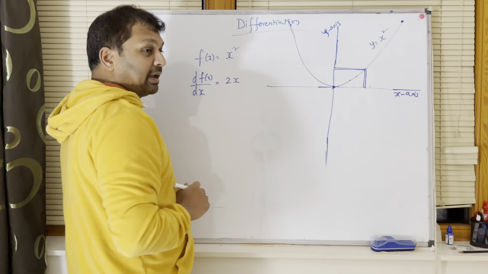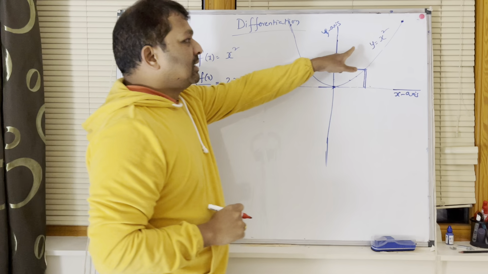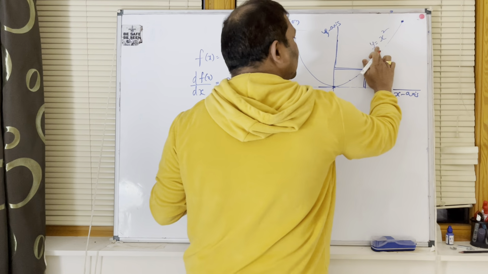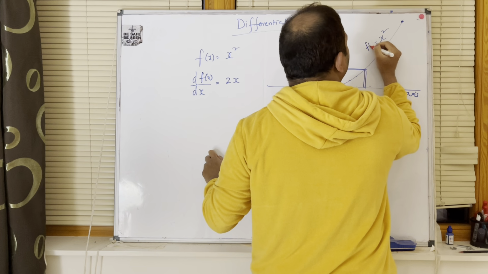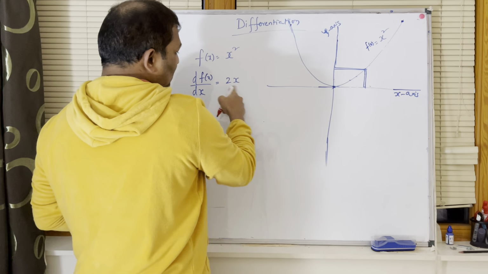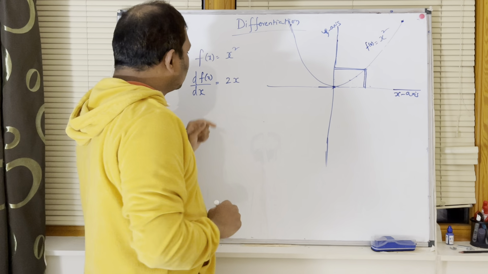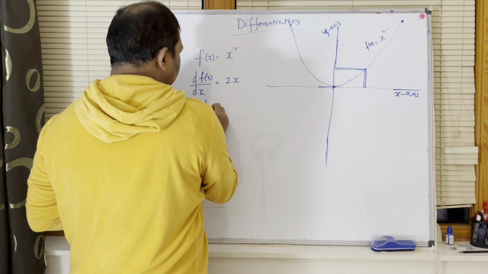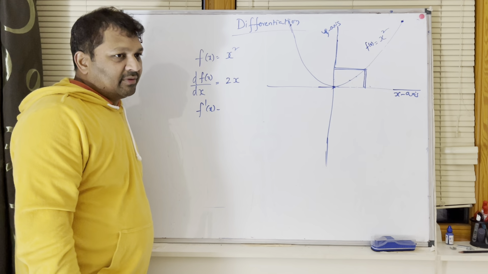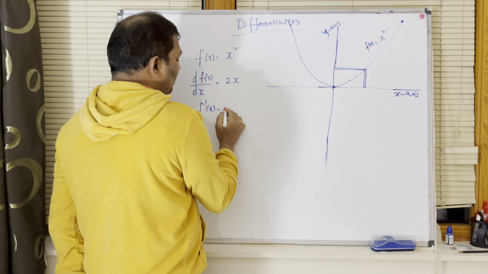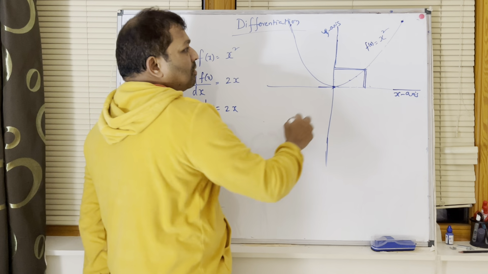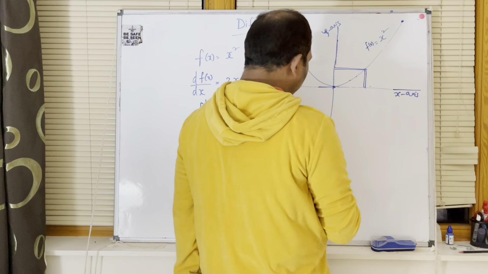Okay, so now 2x. This is y is equal to x square, or f of x is equal to x square, whichever is convenient. Let's plot this one. D f of x by dx is also equal to f dash x. What is f dash x? f dash x is equal to 2x. Let's plot this also.